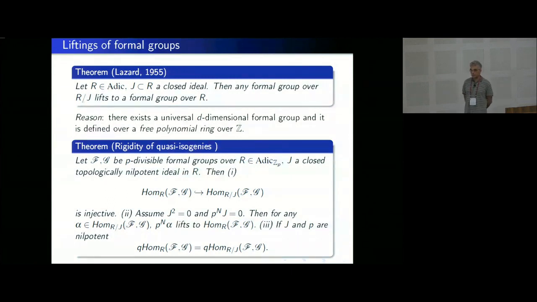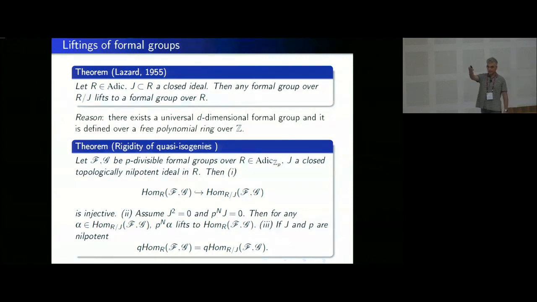And precisely, if J squared is 0, of course, you can always iterate this and get any power of J being 0. But if J squared is 0 and p to the n is 0, then for any alpha, p to the n times alpha lifts to a homomorphism. This is not a difficult result.